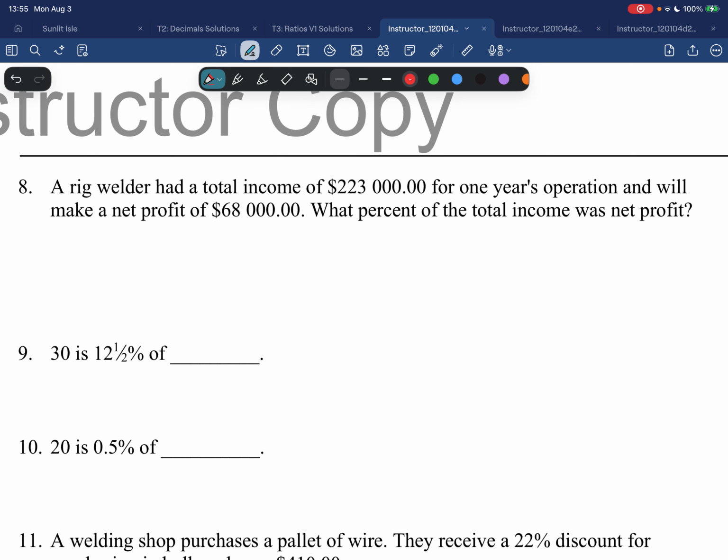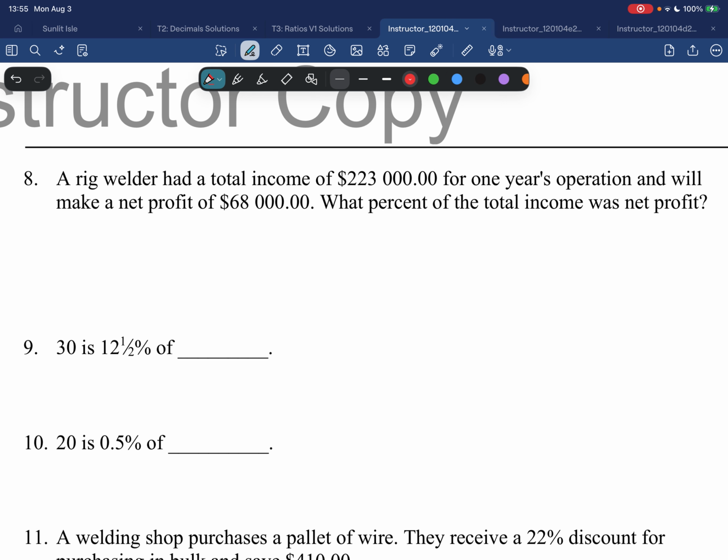So with that, number 8, a rig welder had a total income of $223,000 for 1 year's operation and will make a net profit of $68,000. What percent of the total income was net profit? Great. So this one here, we are just going to go ahead and do 68,000 divided by the total income there.